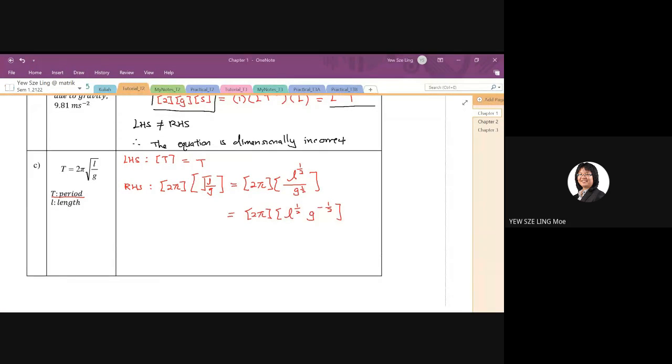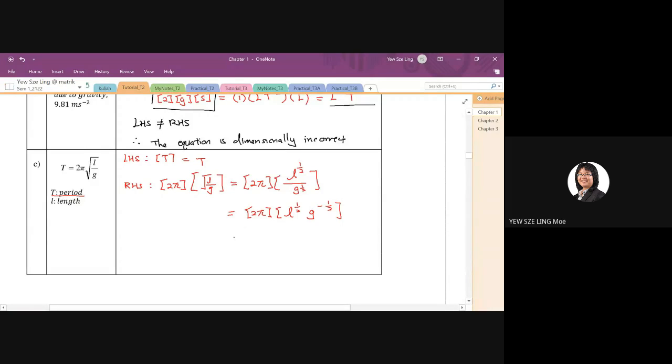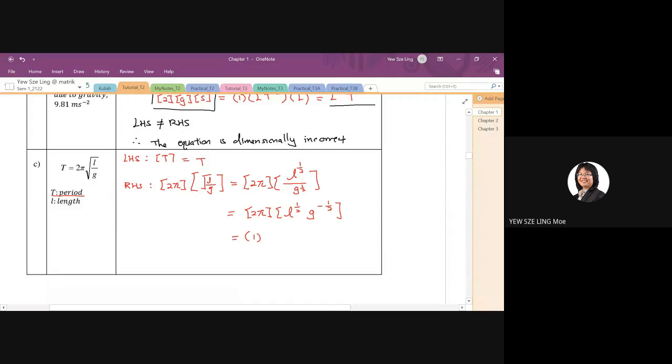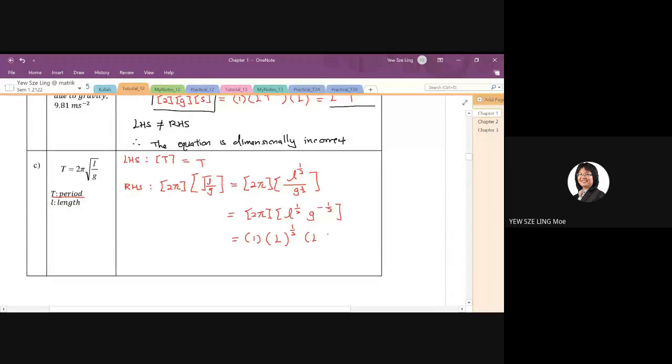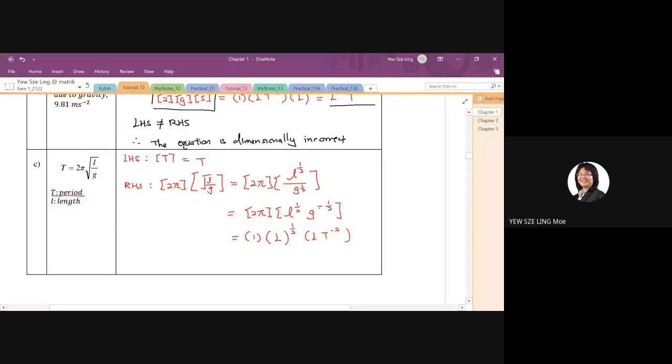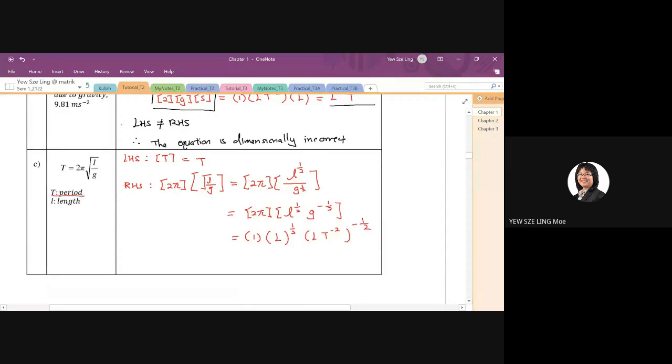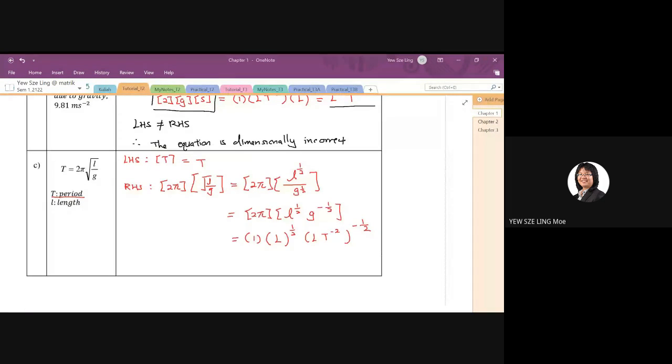So next, again, this is 1, right? And then L^(1/2), the quantity that we're going to have. L is length, so the power is half. And then G is a form of acceleration, therefore we have LT^(-2), and then the power is half. All right, so we are going to simplify it now.